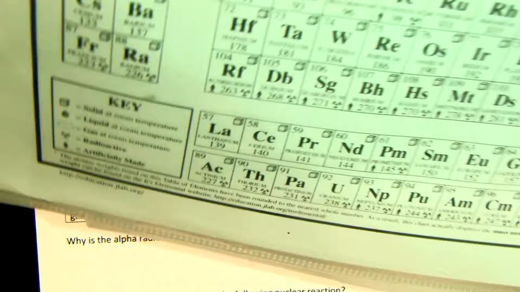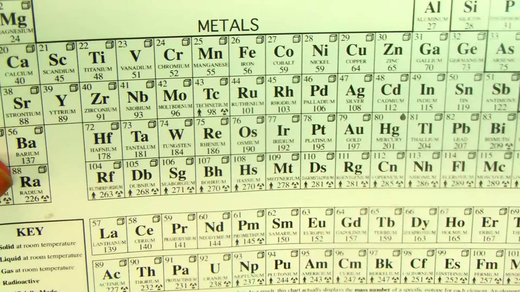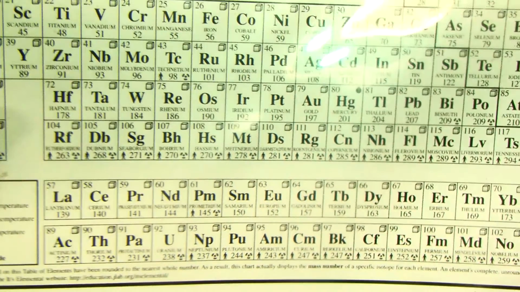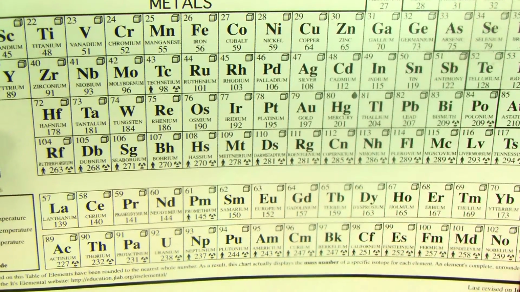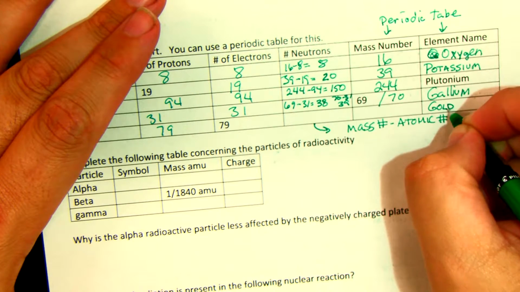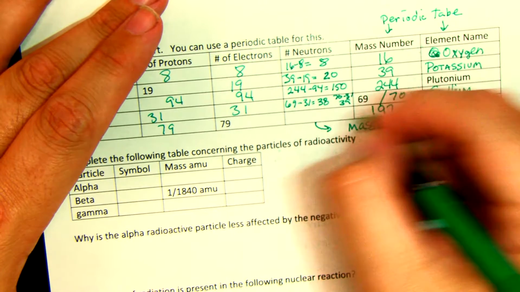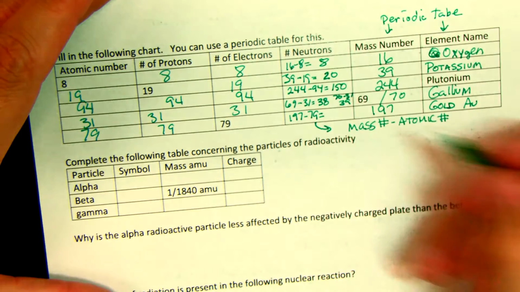Now, this last one, number 79, if you go on here, number 79 is gold. What's the atomic number for gold? 79. What's the mass number? 197. So I know this is gold, 197. So this is 197 minus 79, which is 118.